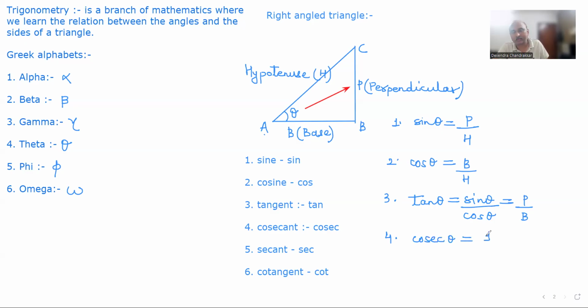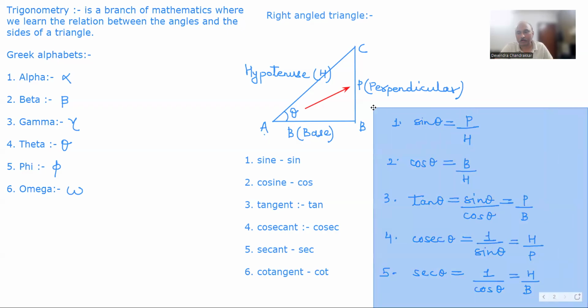Cosec theta is nothing but 1 upon sine theta, and this is h upon p. Fifth one is sec theta. This is nothing but 1 upon cos theta, and this is h upon b. Clear? I hope all of you understood till this point.